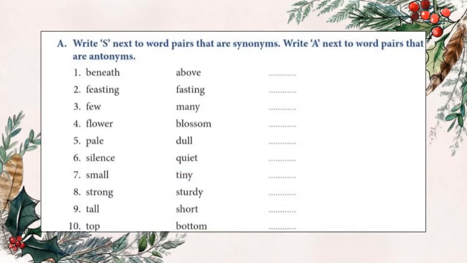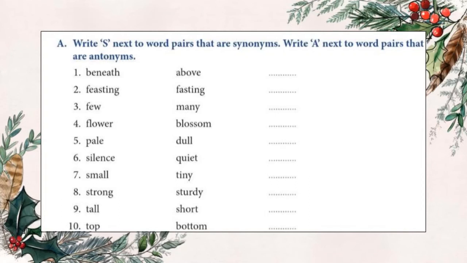Students, now we are going to do the first exercise, that is write S next to word pairs that are synonyms. Write A next to word pairs that are antonyms. Look here, 10 word pairs are there. In each pair, two words are given. If the two words have same meanings, you should write the letter S. Otherwise, if the two words have opposite meaning, you can write the letter A.